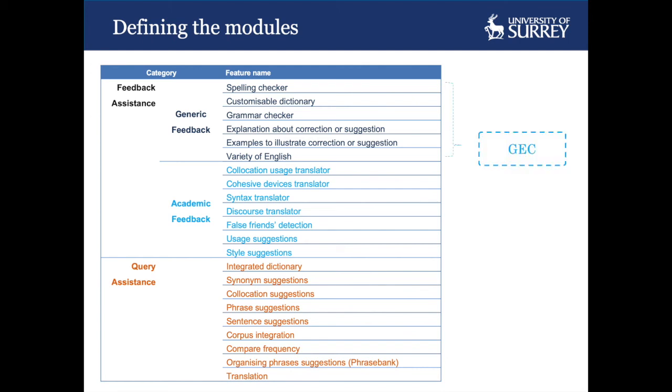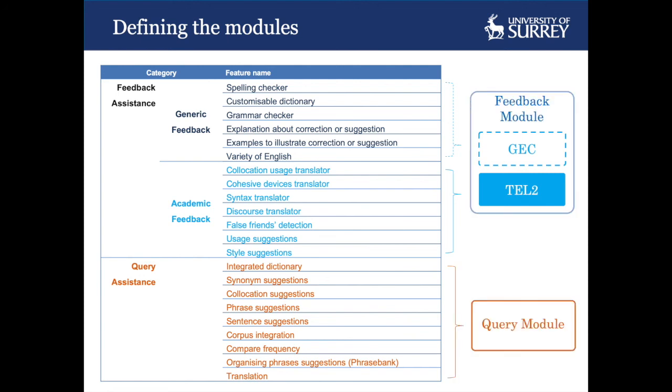The general feedback assistant features will be implemented by a grammatical error correction engine, which will be implemented by an open source library as it's not the main focus of this study. The academic features will be implemented by the intralingual translation engine for L2 users, and it's the core module of my proposed solution.